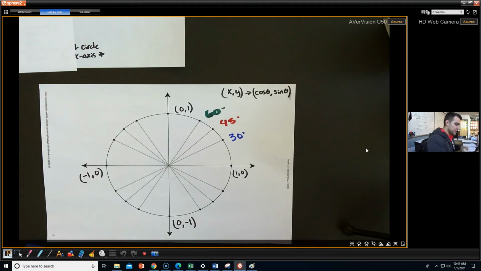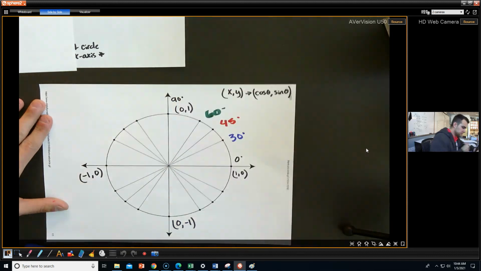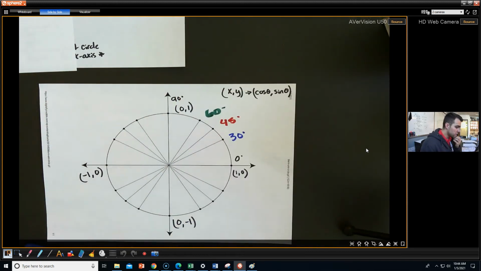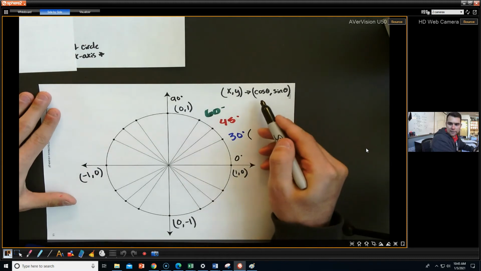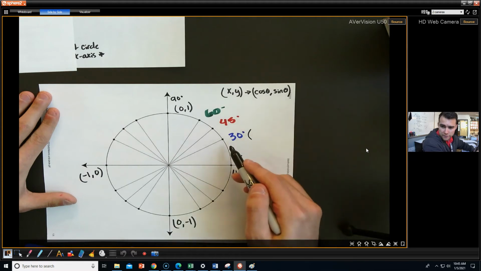And then I can't forget 0 degrees. That still matters. I can't forget 90 degrees. That still matters too. All right. So if we want the x and y coordinates of that, remember, we said that the x and y coordinates are just the cosine theta and the sine theta of this given angle.